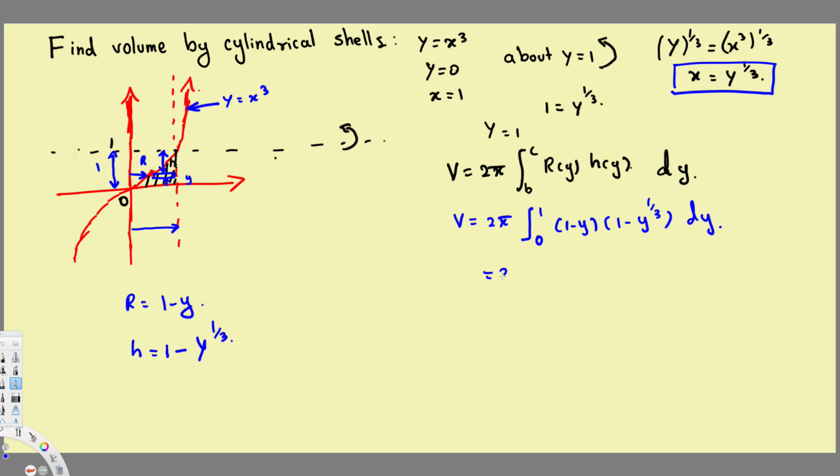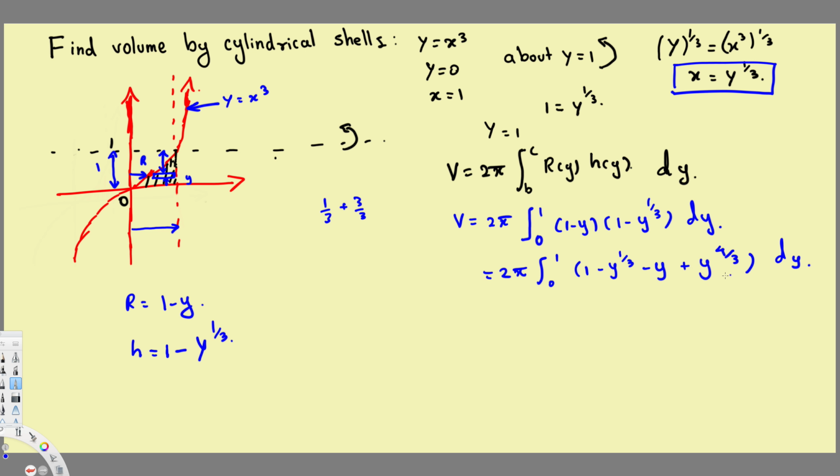Let's multiply this out. 2π going from 0 to 1. 1 times 1 is going to be just 1. And then 1 times minus y^(1/3) is going to be minus y^(1/3). And then minus y times 1 is going to be just minus y. And then minus y times minus y^(1/3) is the same as adding the exponents, 3/3 plus 1/3, so this is going to be plus y^(4/3). Right, now we have multiplied and simplified this one.